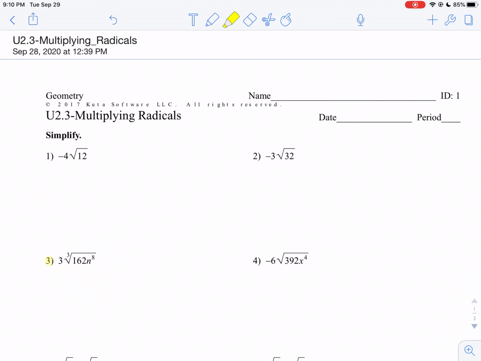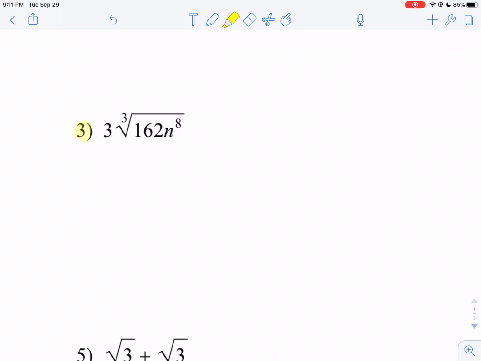Alright class, I am going to show you how to do worksheet 2.3, how to multiply radicals, okay? So we are going to do some review first, okay? And let's do number 3, alright? So again, this is worksheet 2.3, how to multiply radicals, but this is just simplifying.